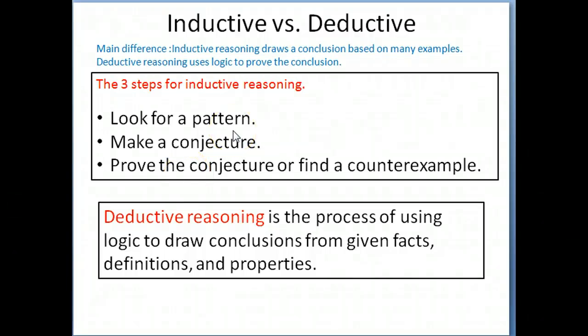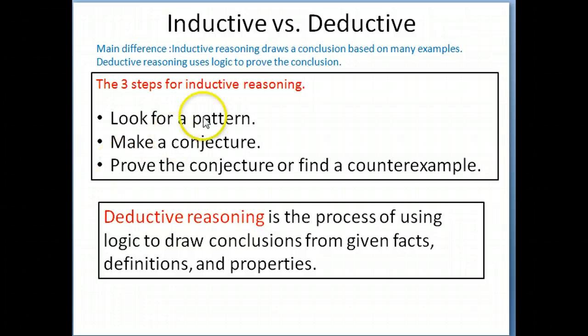All right, let's talk about inductive versus deductive reasoning. We talked about inductive reasoning before. The steps for inductive reasoning are: we would look for a pattern, something we observed happening over and over again. We'd make a conjecture, or a guess, about what we thought was happening, and then we would either prove that conjecture to be true or find a counterexample that showed it to be false.